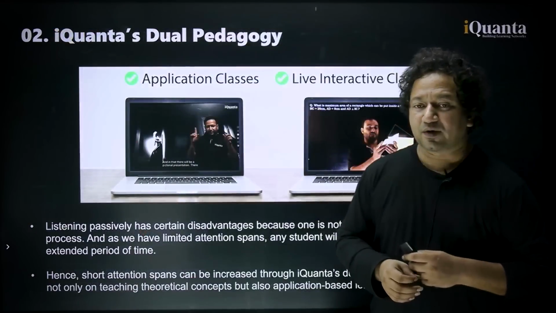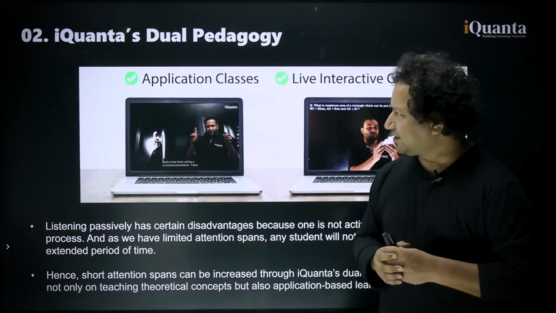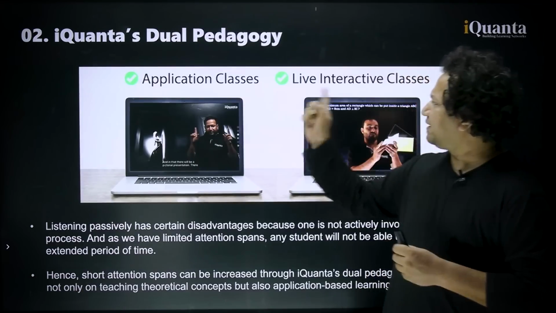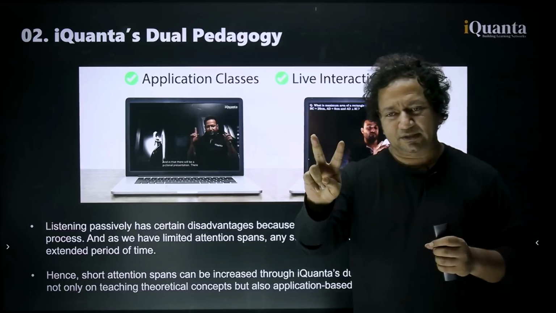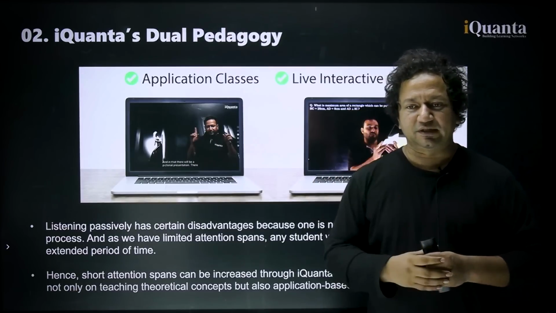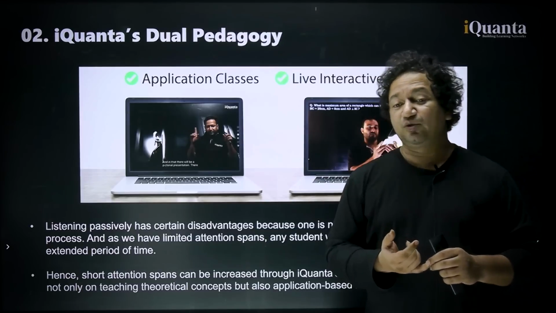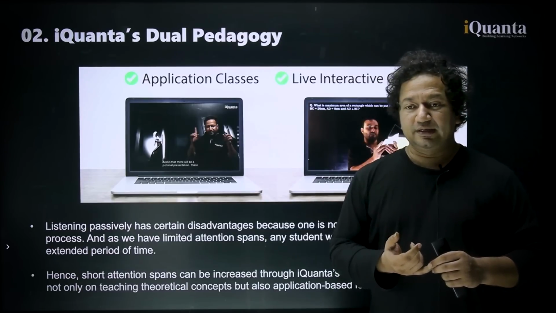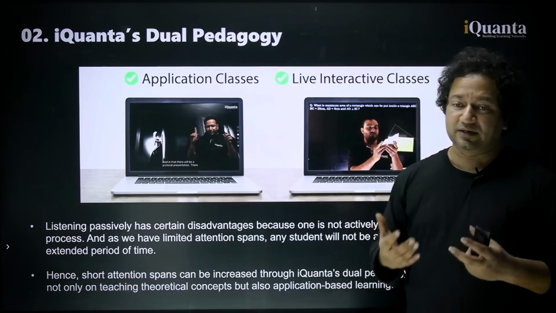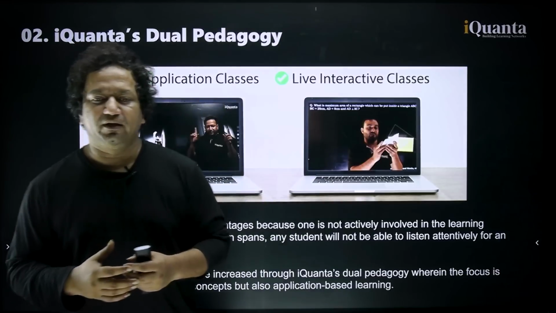Point number 2, iQuanta's dual pedagogy. This is something which you need to understand. I have been talking about it. Application classes and live interactive sessions. What is dual? Two. So there are two ways in which we train our students. In application classes, it's basically the application of things you have learned. And moreover, listening passively to something has disadvantages because one is not actively involved in the learning process.